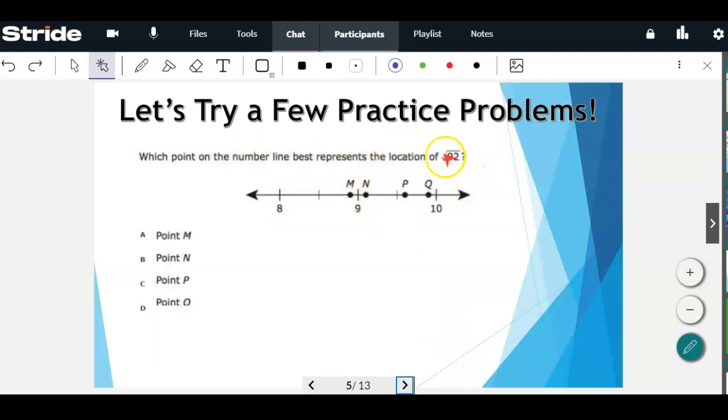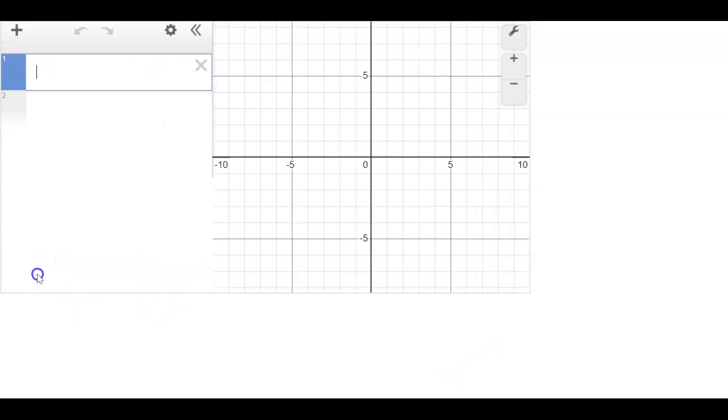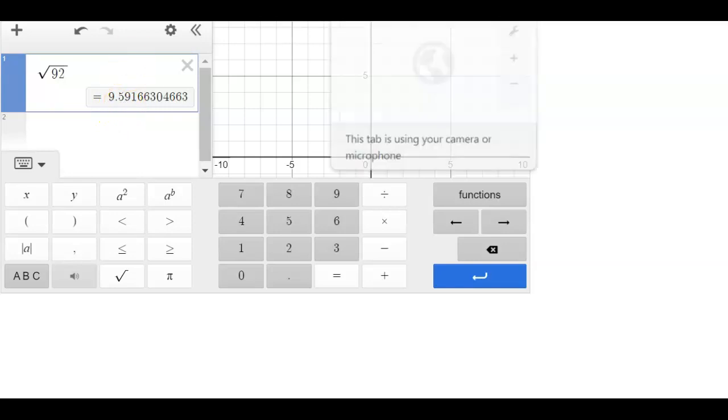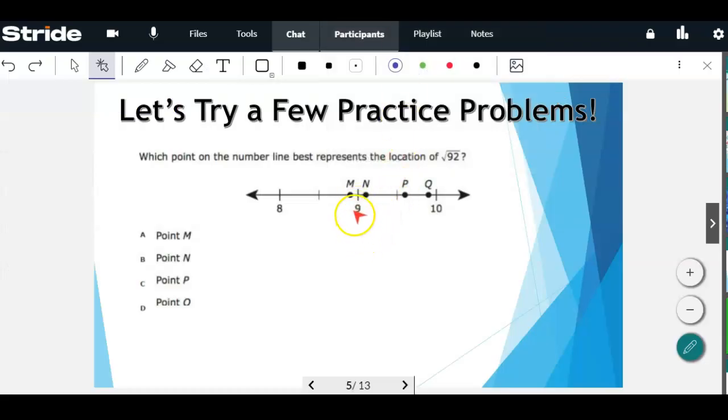So let's just practice a few problems as a reminder how to do this. So which point on the number line best represents the location of square root of 92? You need to use that calculator. So we'll go to the calculator. We're going to do square root 92, and it's 9.59, and if we round to the nearest tenths place, that's 9.6. So 9.6, here's 9, this is 9.5, 9.6 would be right past that. So here it is. So the answer is C.